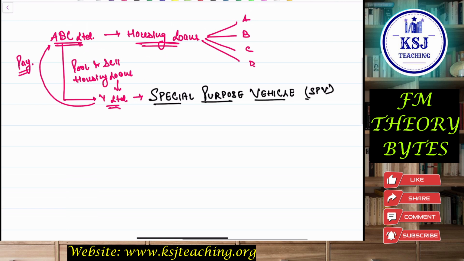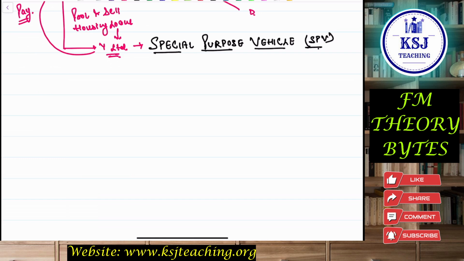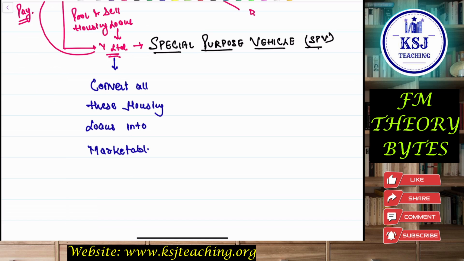Now, the next step: Y Limited will convert all these housing loans into marketable securities, and they will issue these securities in the market. Let's say there is a person, Mr. G, who purchased all these securities. He is the person who is buying these marketable securities.